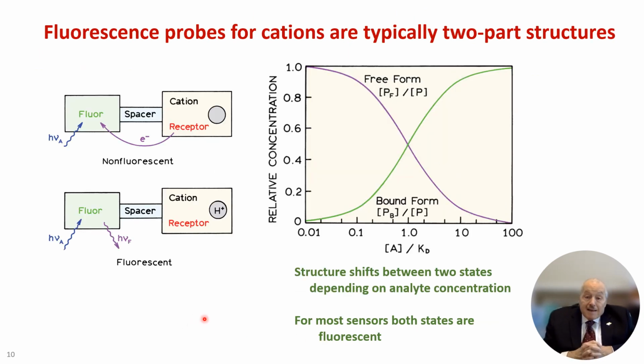Now the probes for cations, meaning sodium, potassium, and calcium, are almost always two-part probes. There's a fluorescent part and there's a cation binding part. And typically there's some amount of photoinduced electron transfer or some interaction between these parts that causes a spectral shift when, in this case, the proton binds or when a cation binds. In essence, you can look at this as a classic binding curve. Depending on the concentration of the ion you're looking at, the probe can be 100% in an ion-bound form or 100% in an ion-free form.